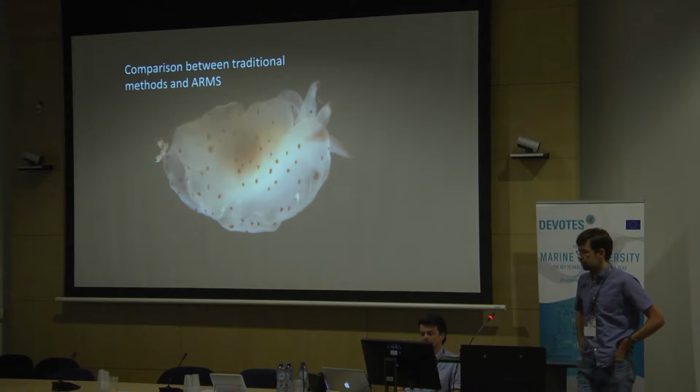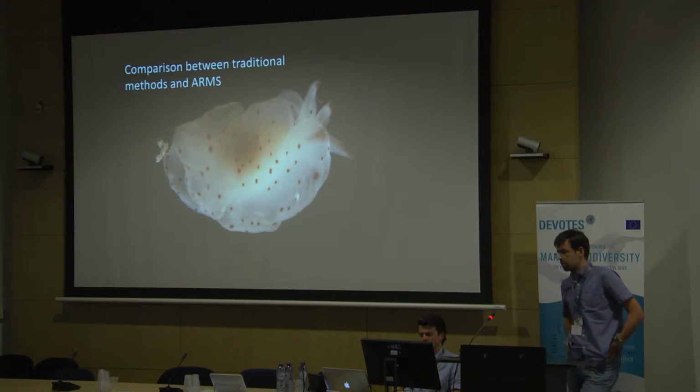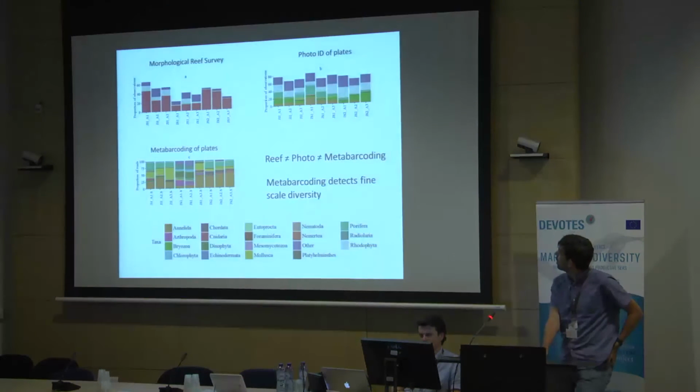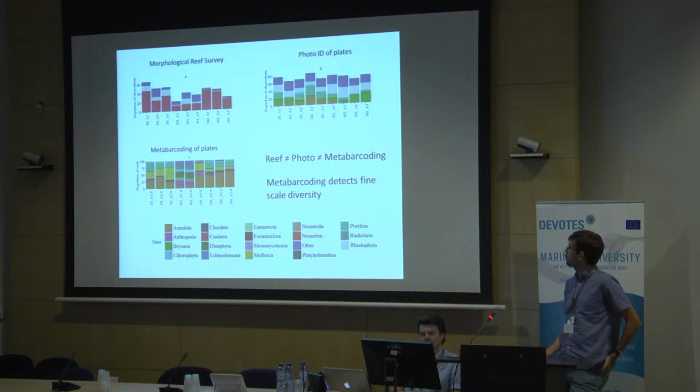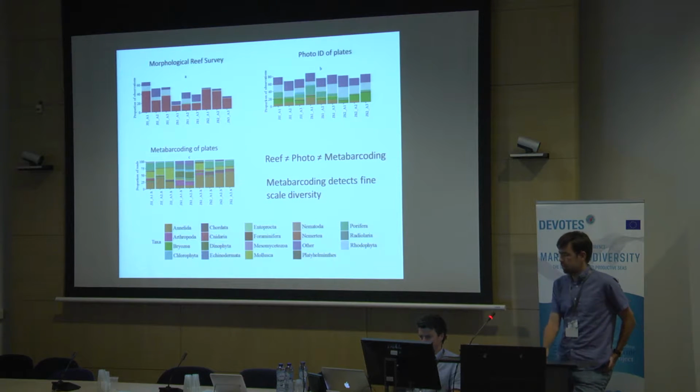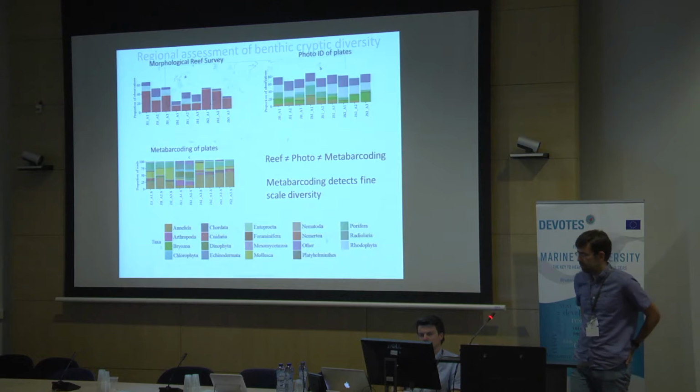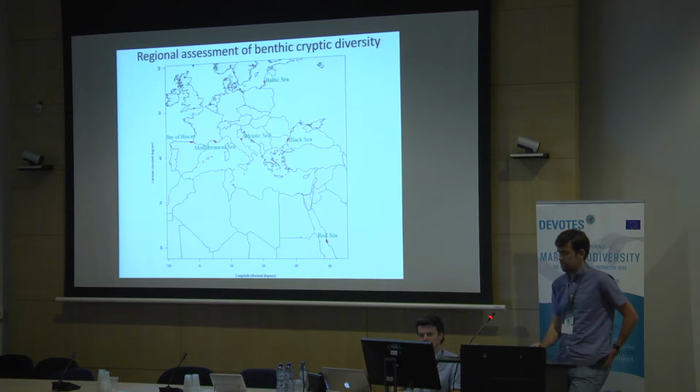So first of all, this is based on work in the Red Sea at the moment, some comparisons between the traditional methods, so your reef survey methods, and some methods undertaken with ARMS, so both photo ID and the metabarcoding. And this shows basically the taxa that you get from the three different methods are completely different. So you've got your corals in the identification for your morphological, but then you're getting your annelids and also your protists in the metabarcoding. But the metabarcoding also is able to detect some fine-scale differences.